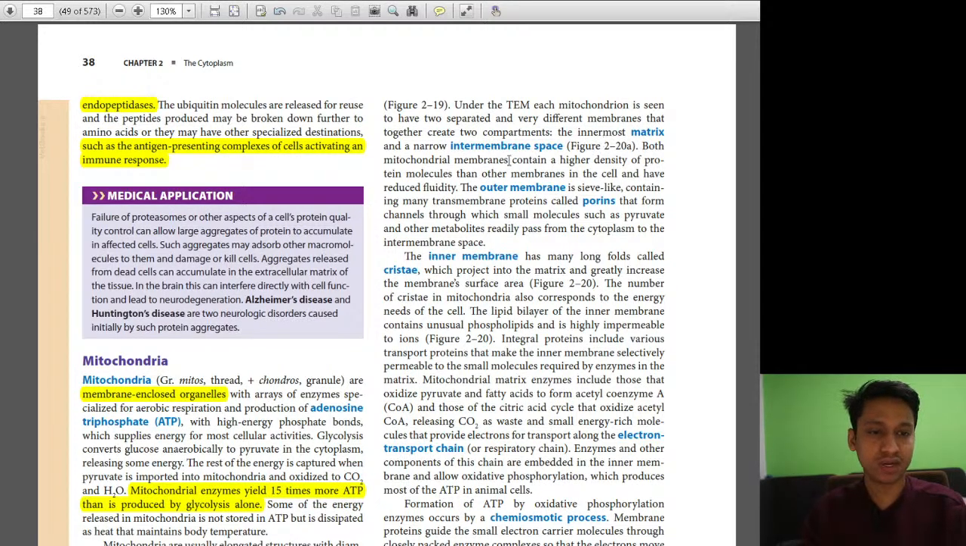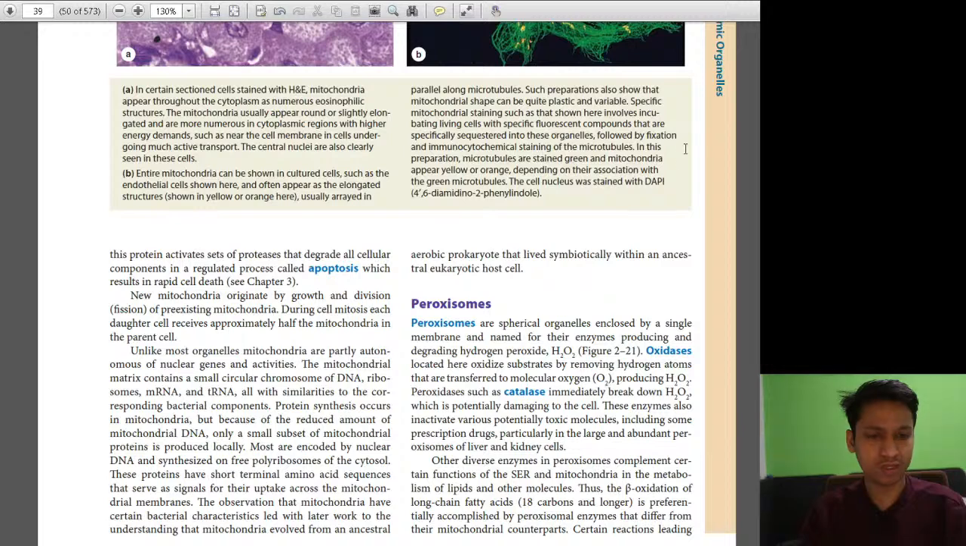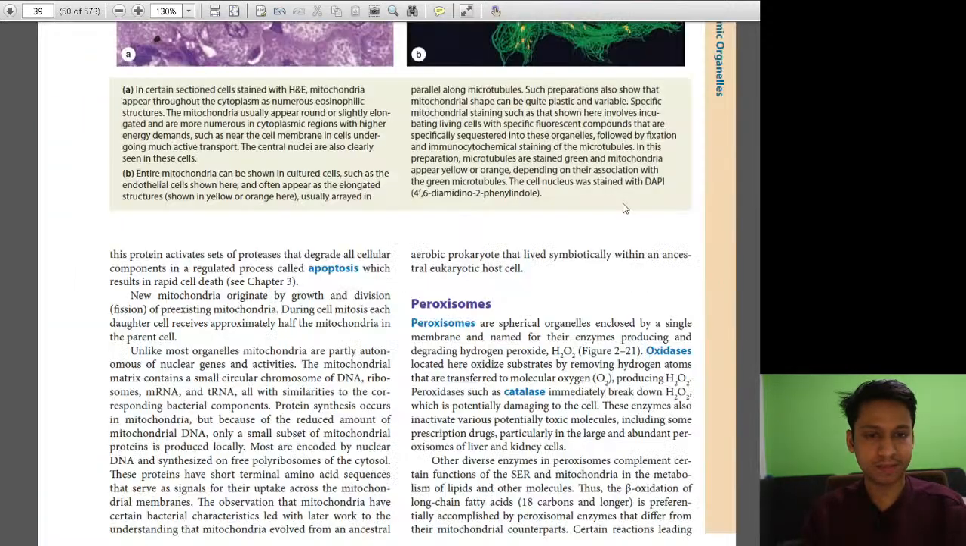I will explain this in figure 2.19. Okay, we have it here. So remember guys, this is the intermembrane space and this here is the matrix. I hope you could understand and see it.